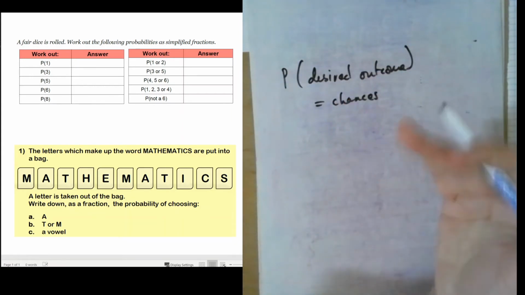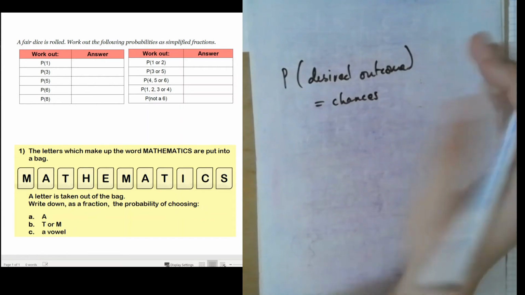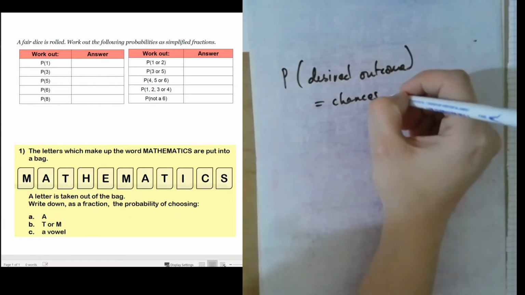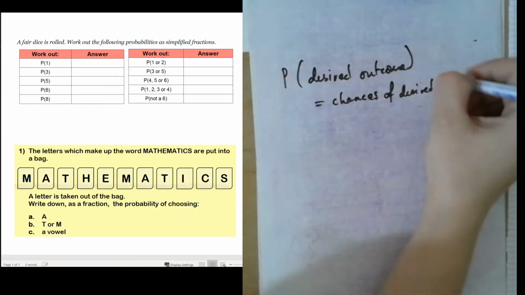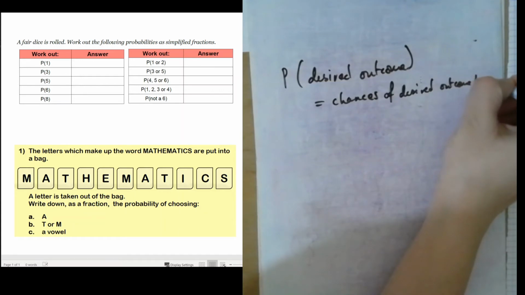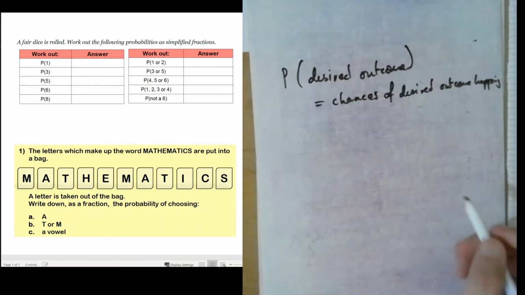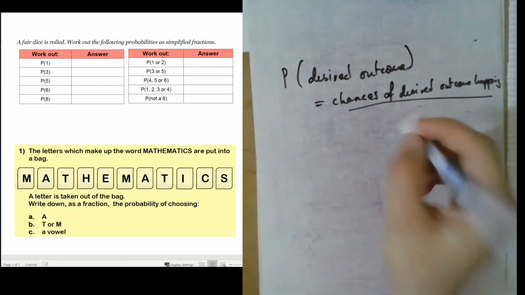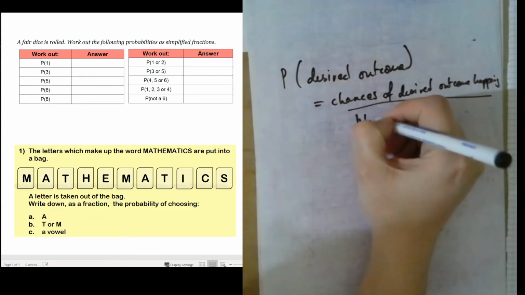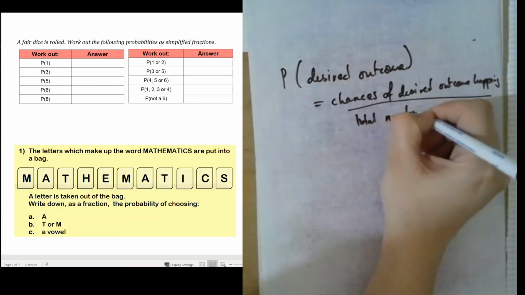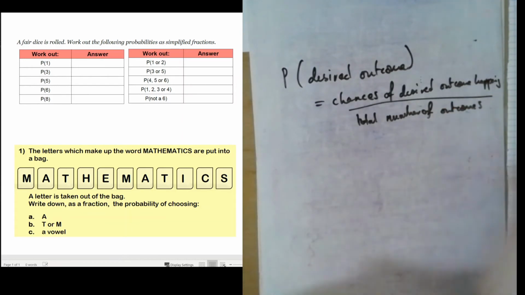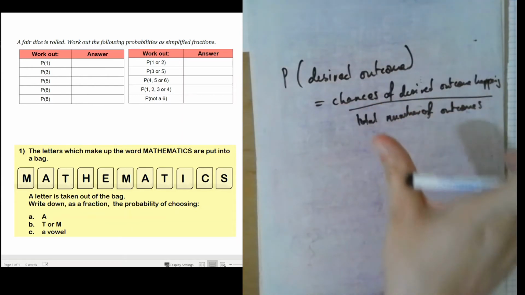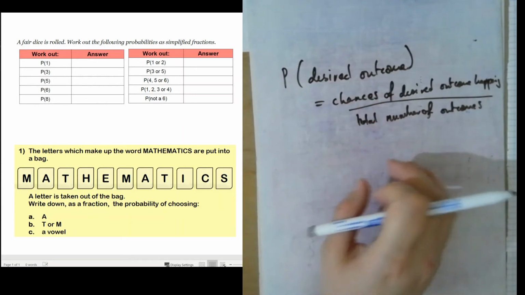This would be the number of chances or outcomes of the desired outcome happening. And I've just realized this is too small. Okay. Total number of outcomes. Sorry, I've just realized that this page is not very big, so now I'm squishing everything together.